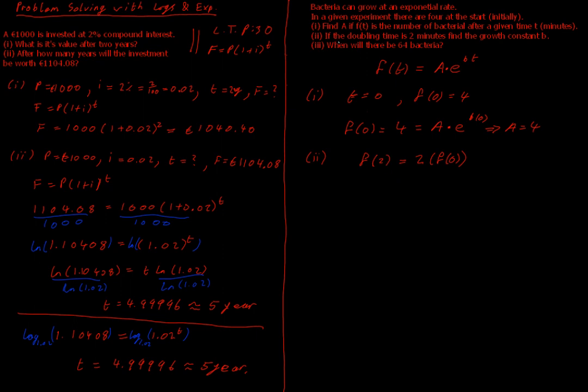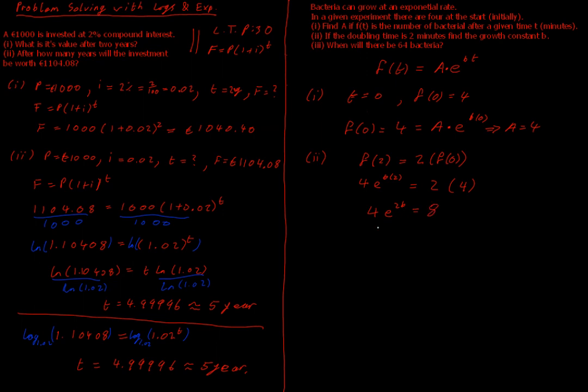So if my doubling time is 2 minutes, then from 0 to 2 is 2 minutes. So when t is 2, I have doubled my amount of bacteria from the start. So let's sub into our formula. I now know that A is 4, so I get 4e to the b by 2 is equal to 2 times f of 0, which is just 4. So I get 4e to the 2b is equal to 8.